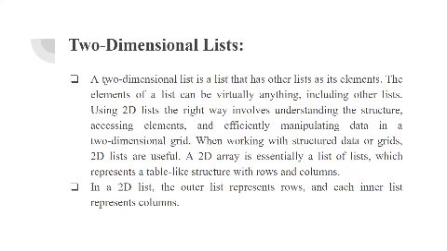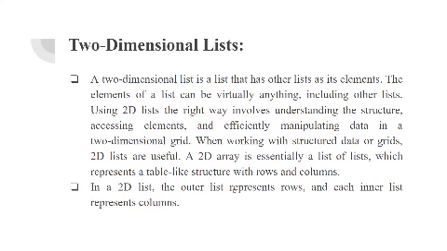Two-dimensional lists. A two-dimensional list is a list that has other lists as its elements. The element of a list can be virtually anything, including other lists. Using a two-dimensional list the right way involves understanding the structure, accessing elements, and efficiently manipulating data in a two-dimensional grid. When working with structured data or grids, two-dimensional lists are very useful. A two-dimensional list is essentially a list of lists, which represents a table-like structure with rows and columns. It means a list containing other lists as its elements.